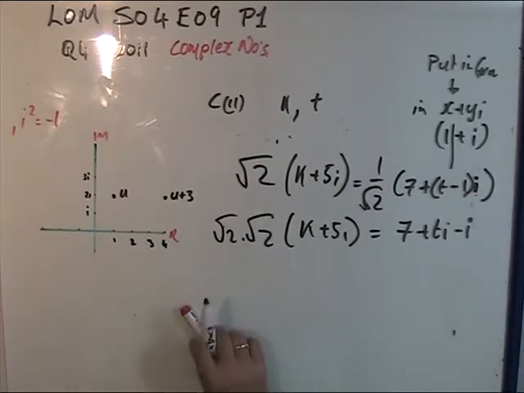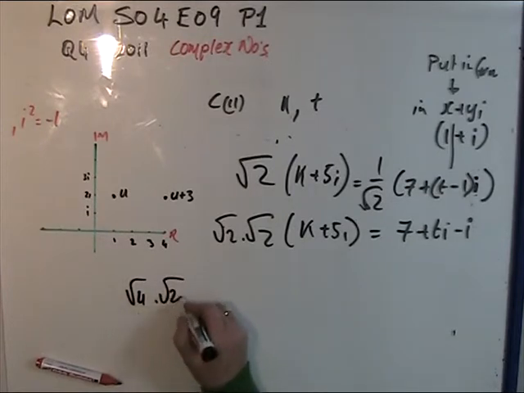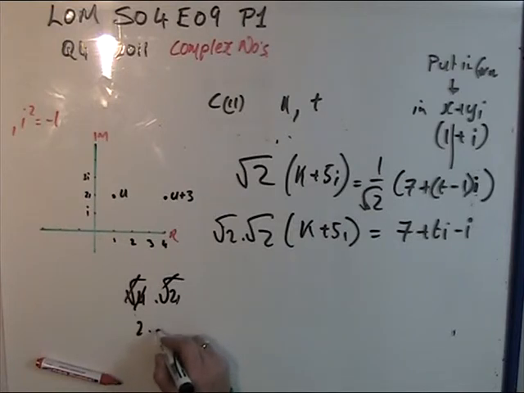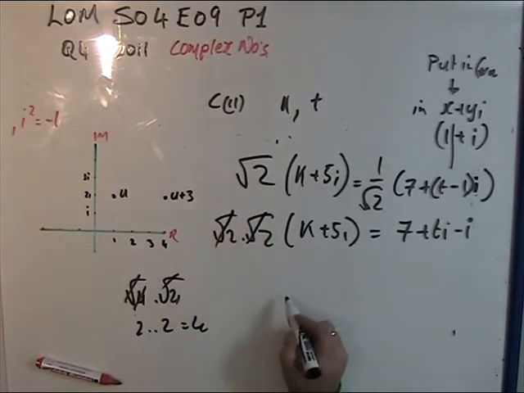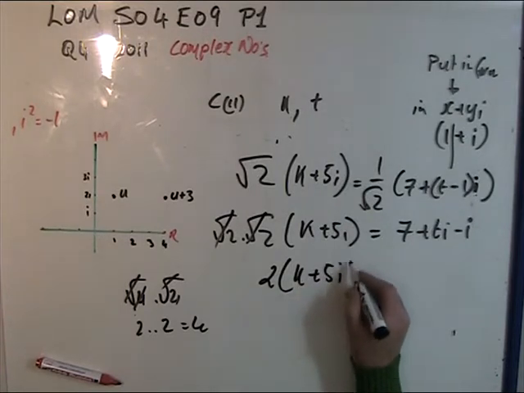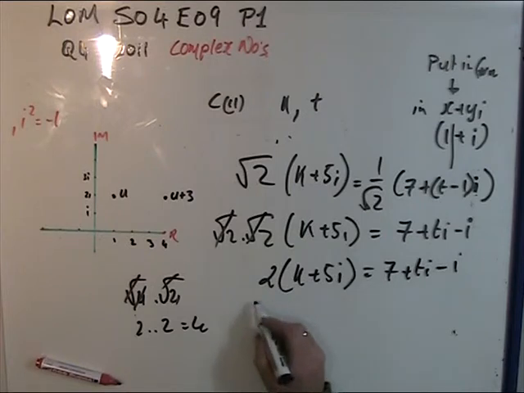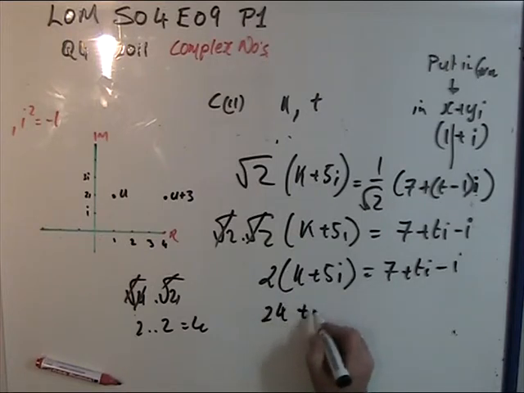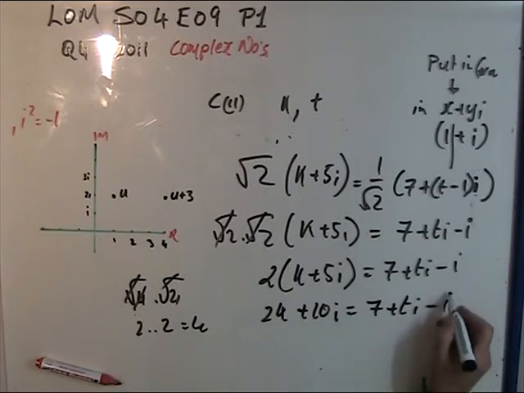Root 2 by root 2 is the same as root 4. It's not the same as, but if you just do it like this, you just cancel and you're left with 2. Root 4 is 2, and 2 by 2 is 4. So we just cancel, so it becomes 2. Okay, so we've got 2 times k plus 5i is equal to 7 plus ti minus i. Multiply it out: 2k plus 10i is equal to 7 plus ti minus i.